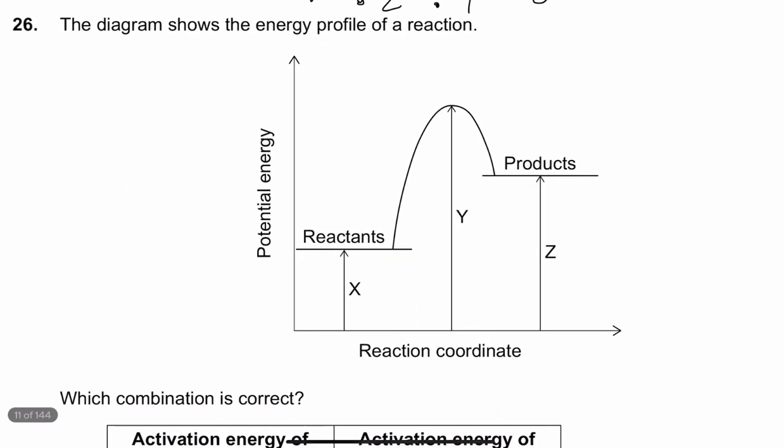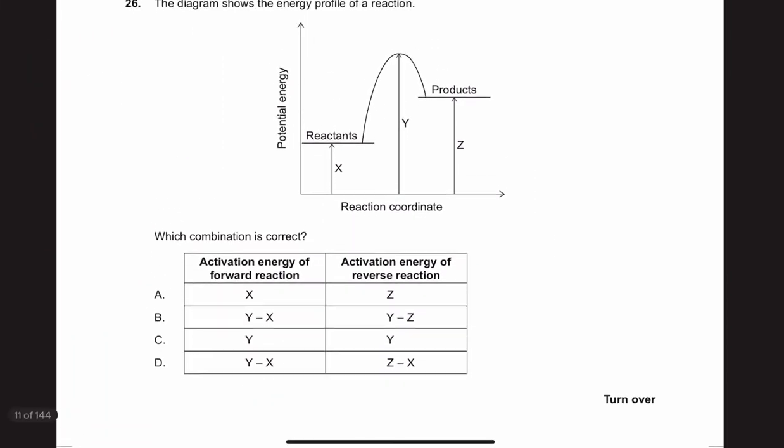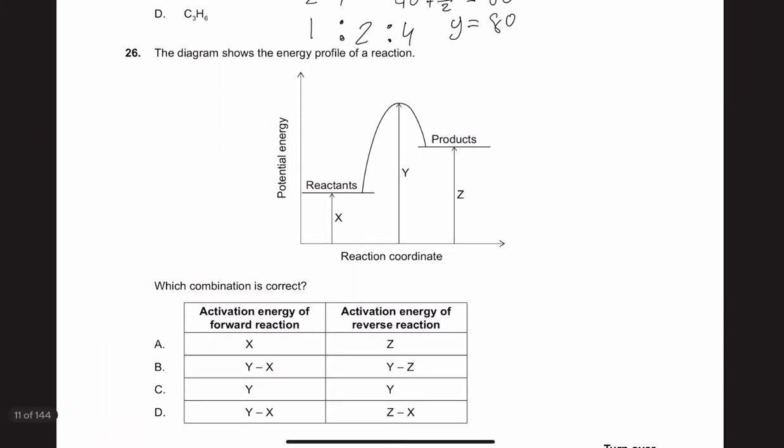Okay, 26, the diagram shows the energy profile. Which combination is correct? So the activation energy of the forward reaction is this height, so we're looking for that. X is not right. Y minus X looks about right. There's two of them. We know it's not Y only either. It's going to be Y minus X.